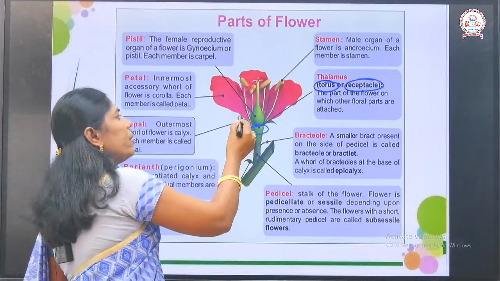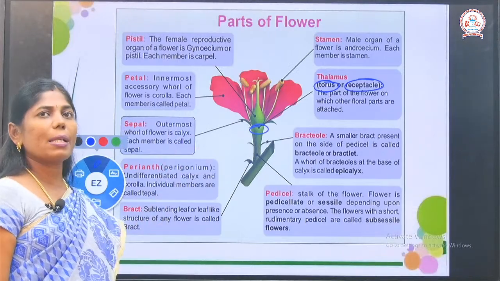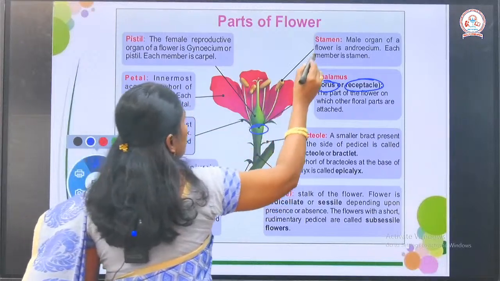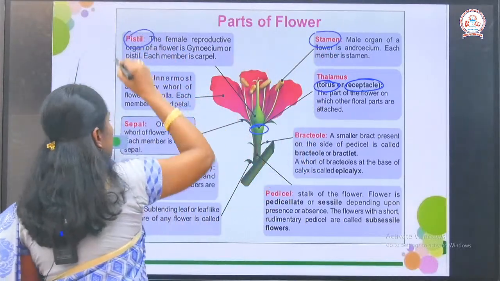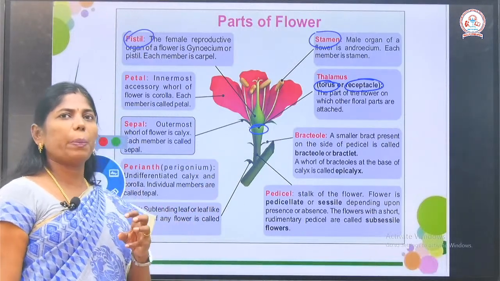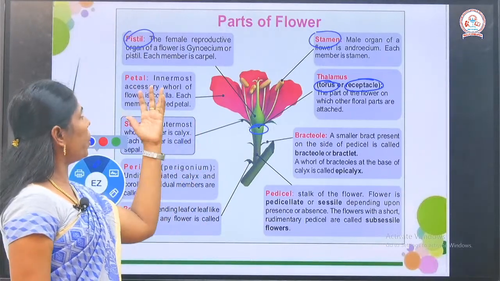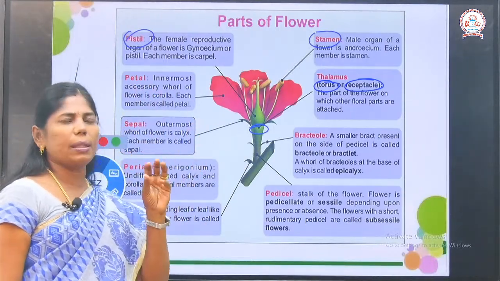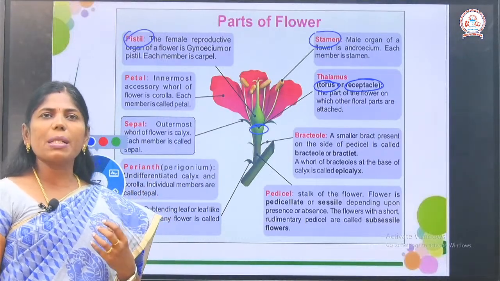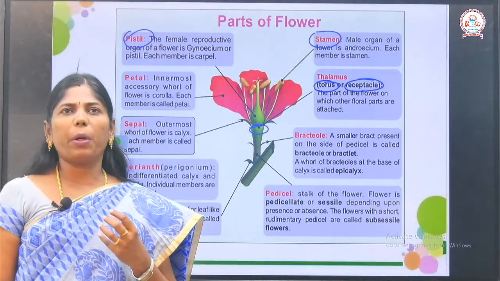Already we studied the first two whorls, that is the accessory whorls, and the second two whorls are the essential whorls. In the essential whorls we can see the androecium and gynoecium: this is a stamen and another one is a pistil. The androecium is the male sex organ, made up of a number of stamens together. The gynoecium is made up of a number of pistils, that is carpels, united together. The gynoecium is the female reproductive part and the androecium is the male reproductive part of the flower.